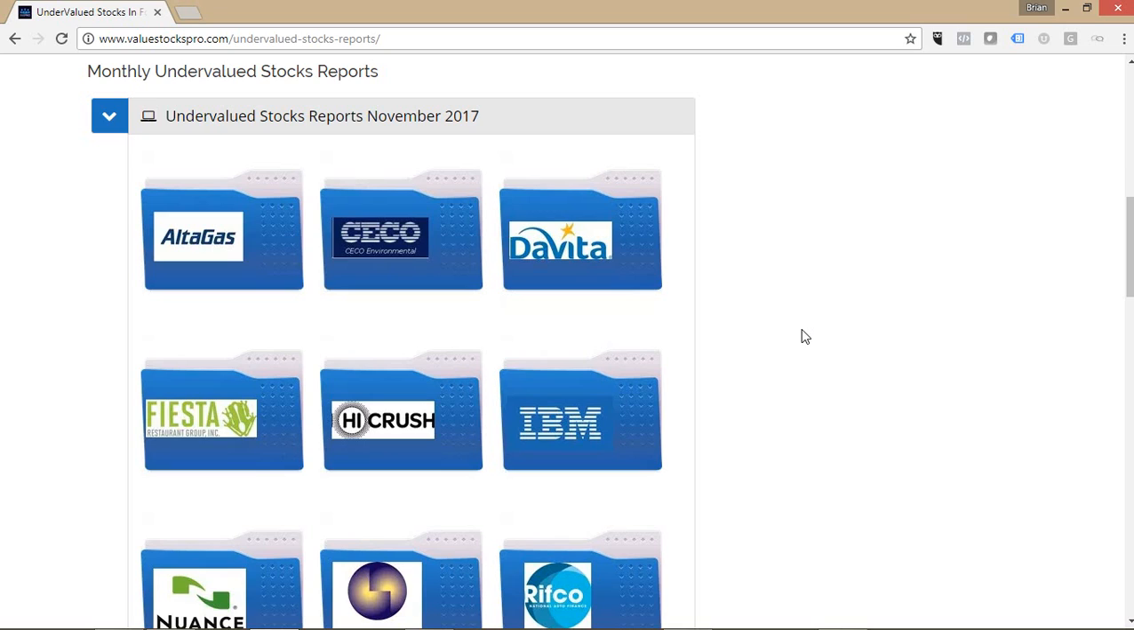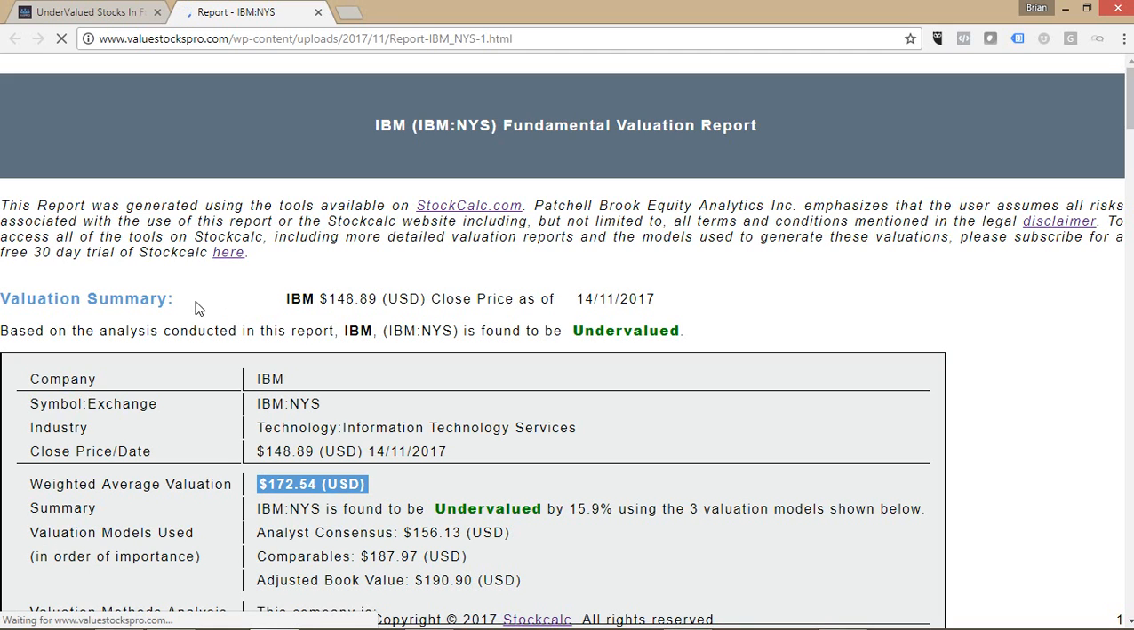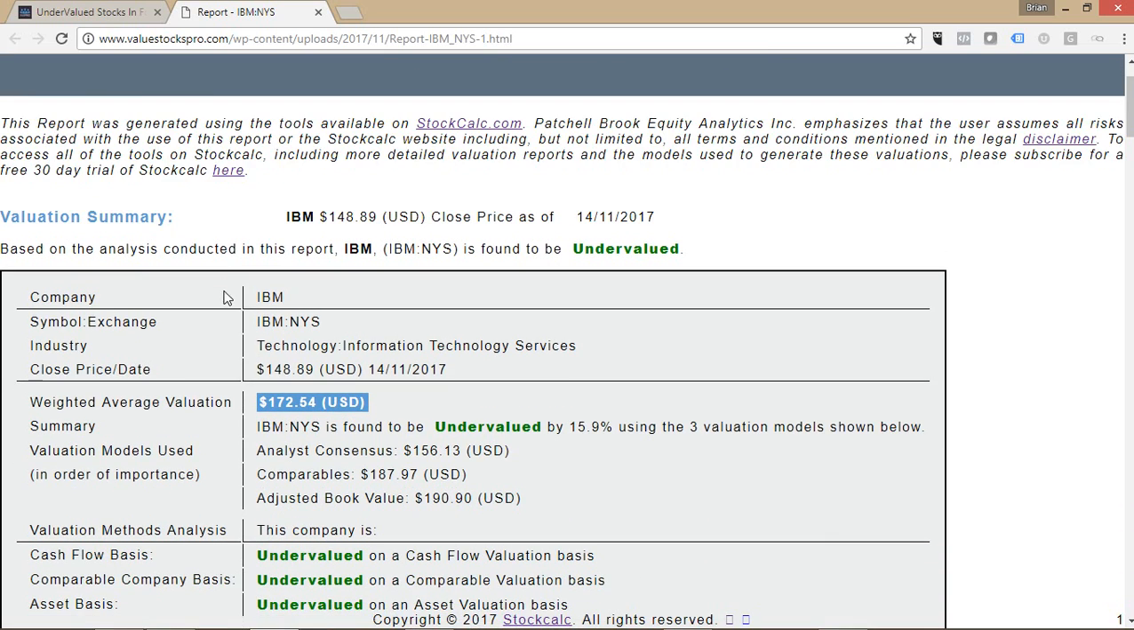Wanted to take a few minutes to go through in detail one of the reports in the undervalued stock reports section. I'm going to use IBM as an example. We'll go through it in detail to show you all the different valuation models and assumptions that are in there. So the report shows that IBM closed at $148.89 on November 14th. Based on the analysis, we're finding it to be undervalued.